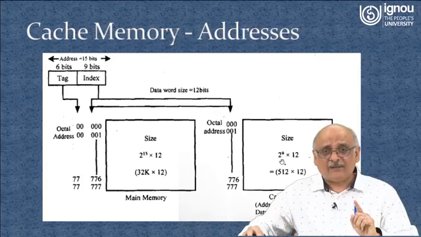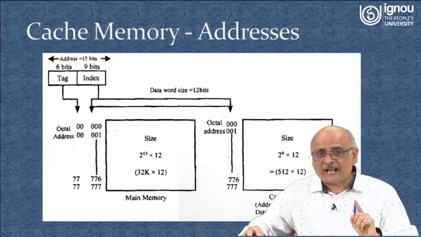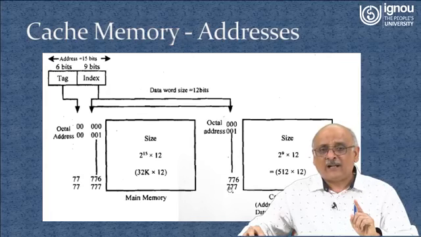The size of RAM is this, and this is the cache. The size of the cache is 12 bits wide and 2 to the power 9 lines. What is the octal address for the lines of this cache? From 0000 up to 2 to the power 9, so 111 111 111, which is 777, the final address of this cache memory.